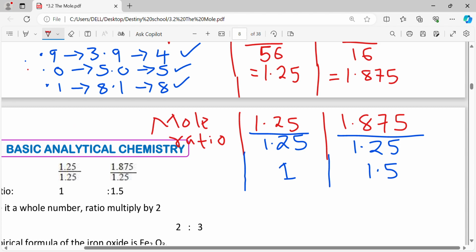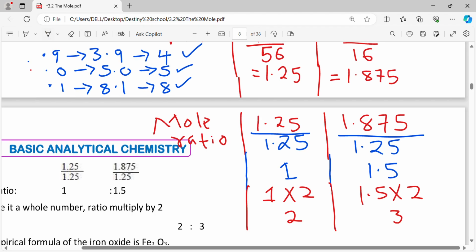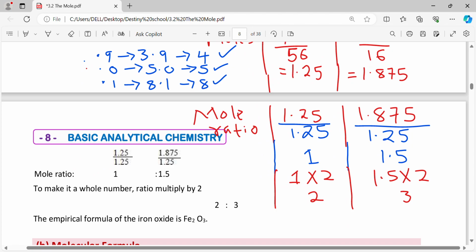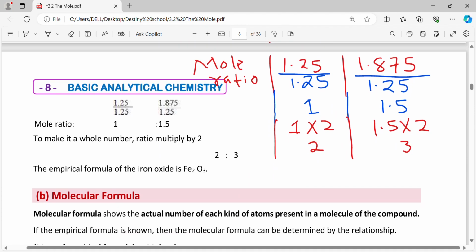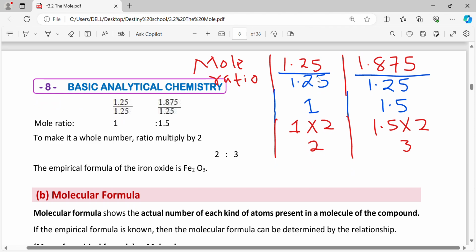So let's start with 2. If I multiply 2 on this side, 2 times 1, I get 2. If I multiply 2 by 1.5, I get 3. So automatically I have all whole numbers, so I stop at that point. If I was not able to get whole numbers, I could have continued. So I take 1 and multiply by 2, and 1.5 also multiplied by 2. So here the answer is 2, and on this other side the answer is 3. So those are now the whole mole ratios.